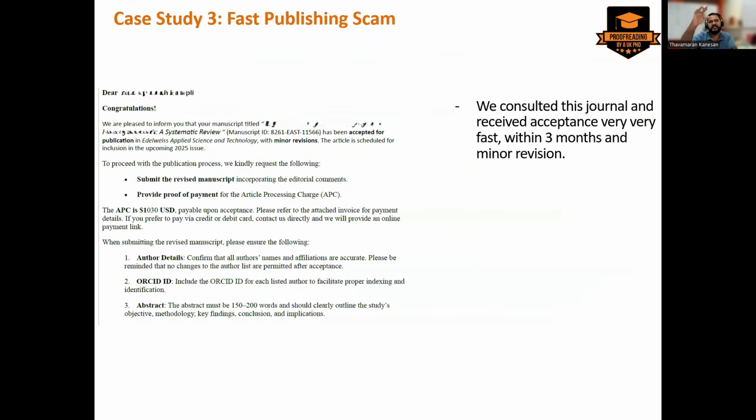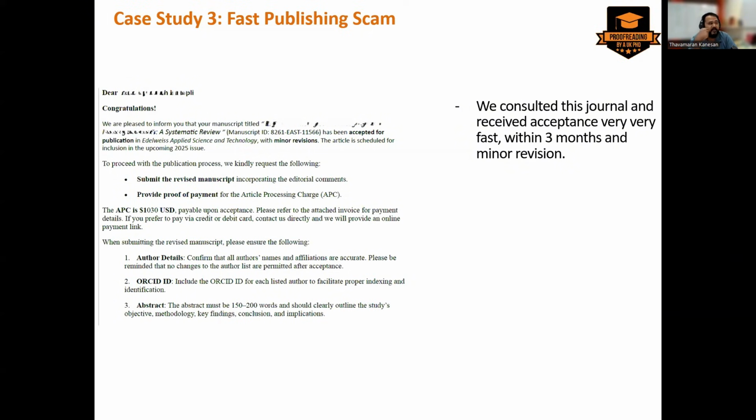So we already know the first and second case studies of using AI. The third case study is fast publishing, very fast publishing, right? This is another scam that students are going through. Academicians are also getting screwed because of this. So this one I really want to share with all of you. This is a very good example for all of you lah.